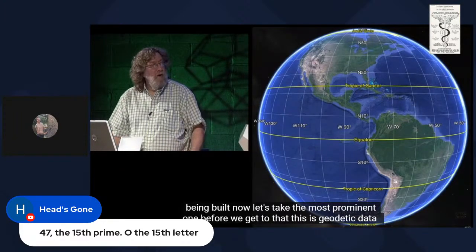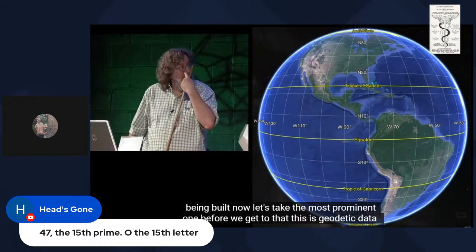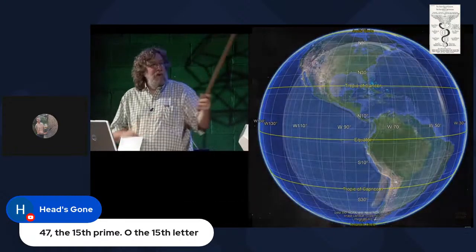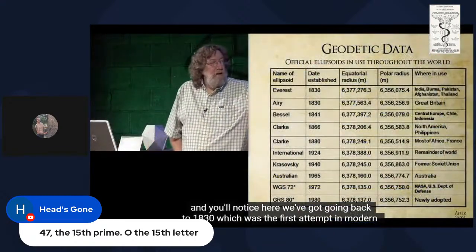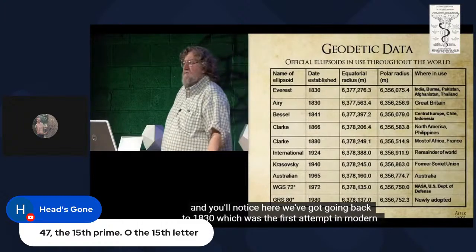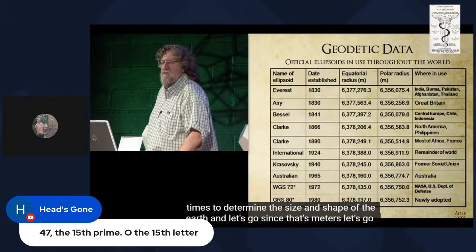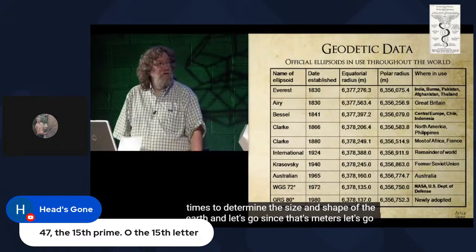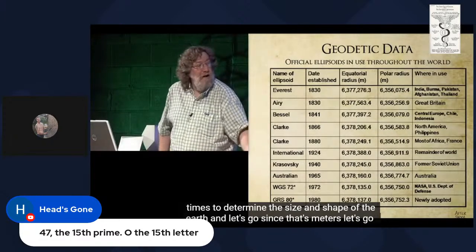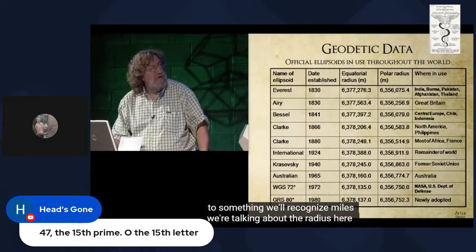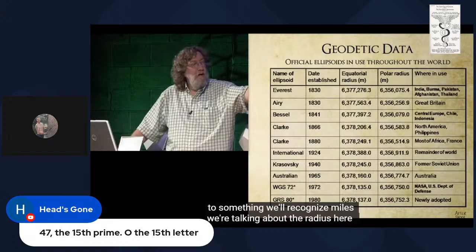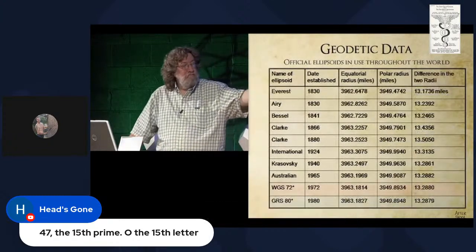Now let's take the most prominent one. Before we get to that, this is geodetic data. And you'll notice here we've got data going back to 1830, which was the first attempt in modern times to determine the size and shape of the earth. And since that's meters, let's go to something we'll recognize, miles. We're talking about the radius here.